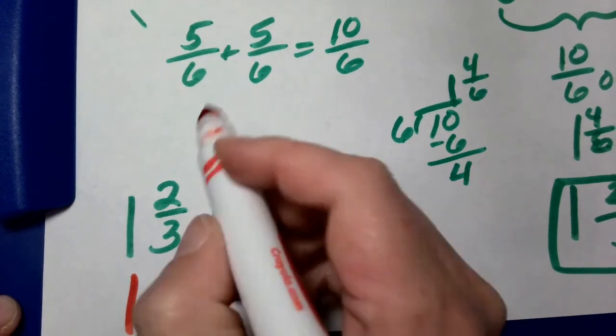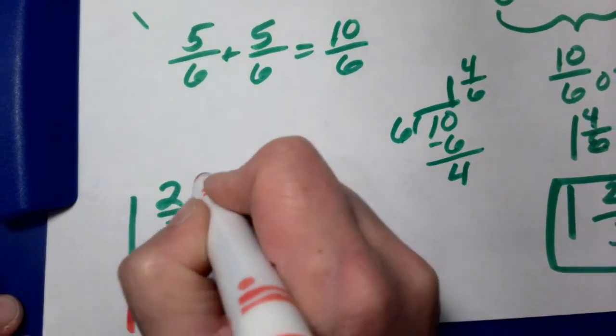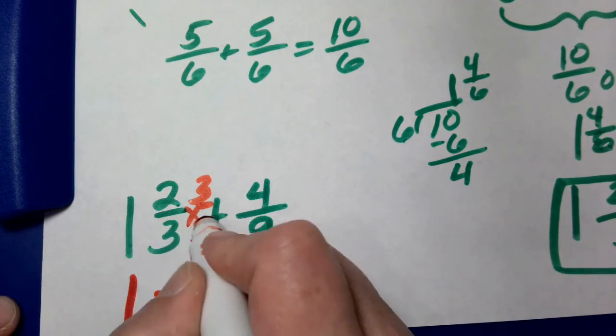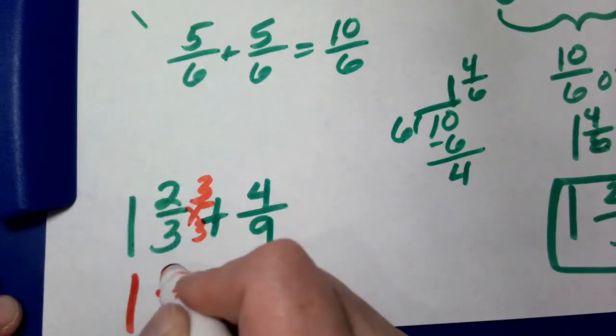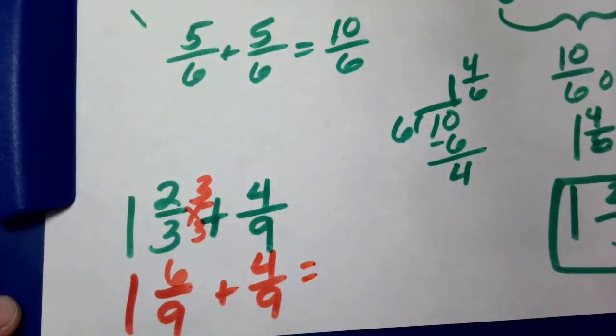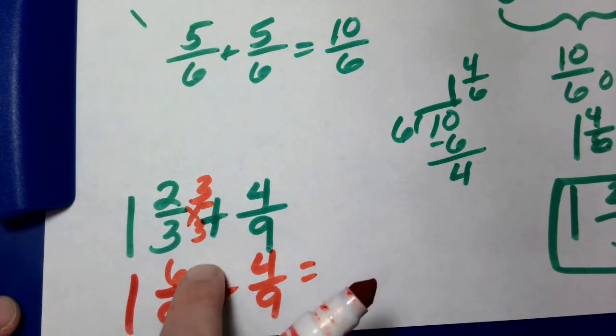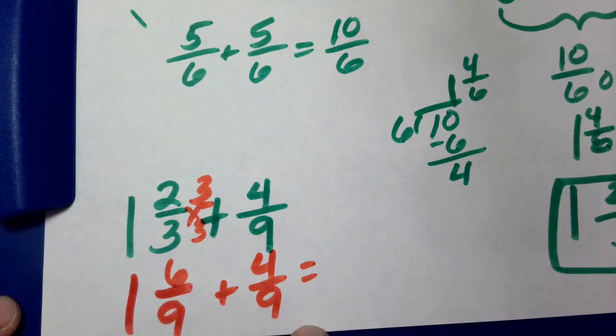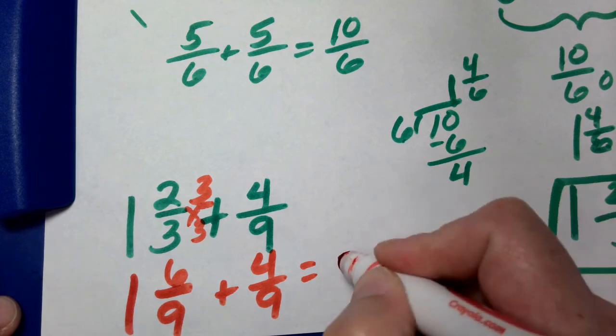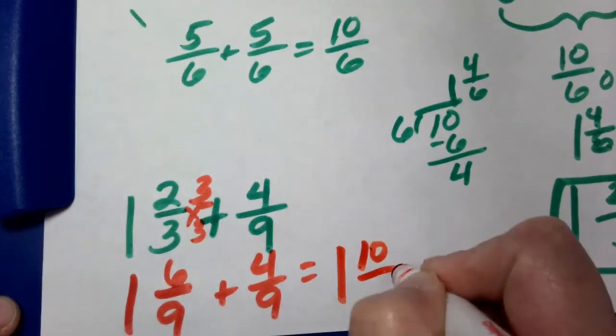So 3 times 3 is 9. So I'm going to multiply the top and the bottom both by 3. So 3 times 3 is 9. 2 times 3 is 6. And I'm going to go ahead and add that together. So 1 6/9 plus 4/9. So it will end up being the answer is 1 10/9.